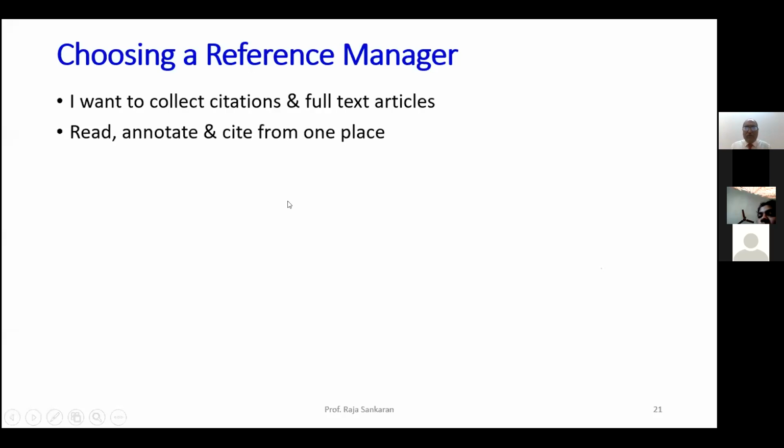Then comes the question: why do we need to choose a reference manager? It's so that you can collect the citations as well as the full text articles. Now, what does it mean? Whenever you want to cite in your research paper, thesis or manuscript, you can collect all this information in one place. You can also have the full text articles. That means instead of storing them in different folders on your PC, you can store them within your library as part of the reference manager as well. You can read, annotate, and cite from one place.